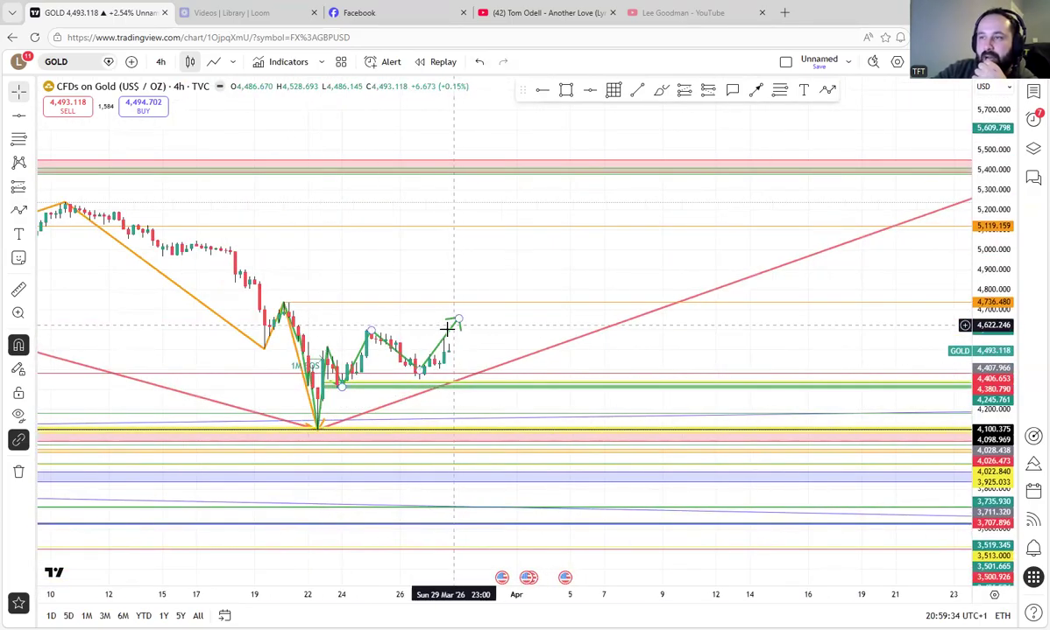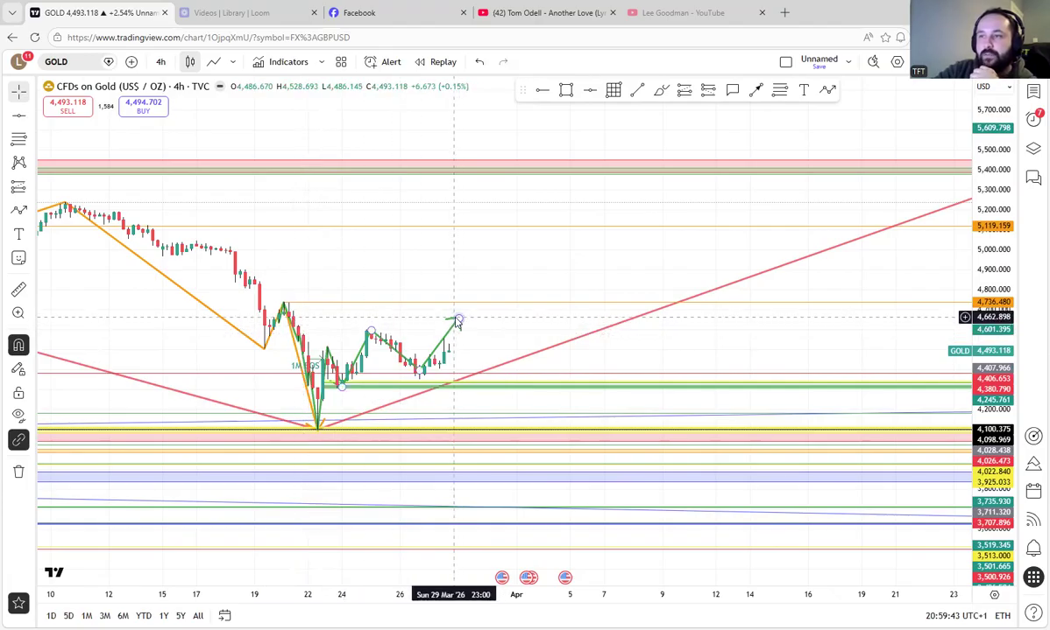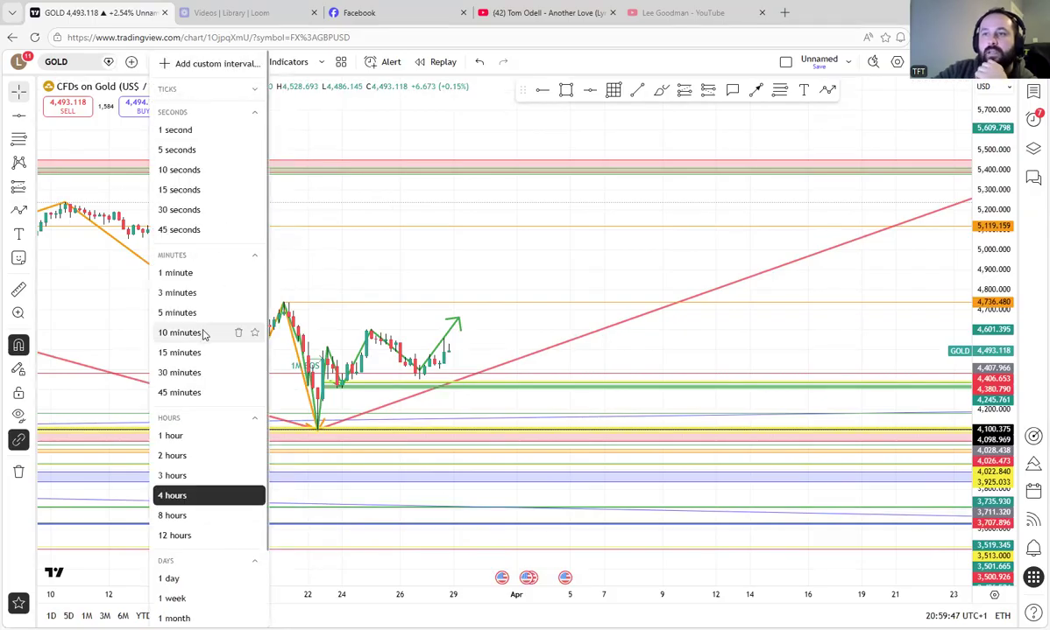So yeah, what happens around up in this top 25% of this orange leg? Like I say, if we come high up into here and don't take the low, let me just zoom in again.